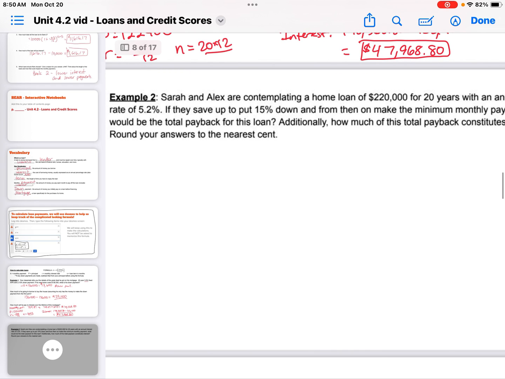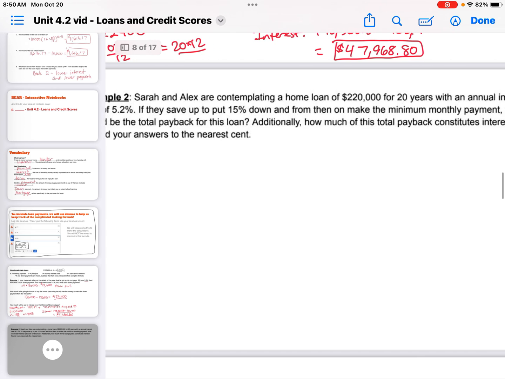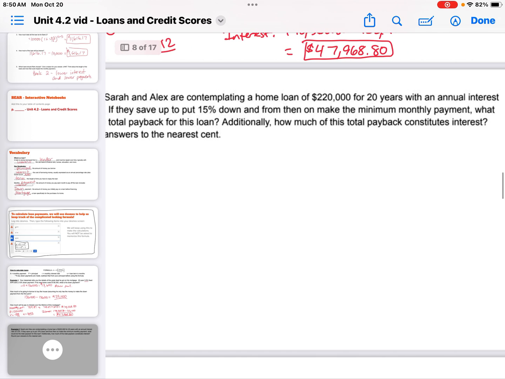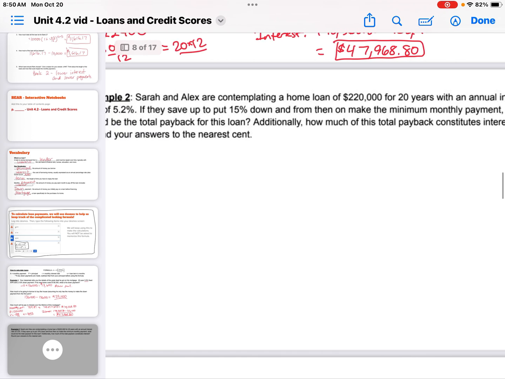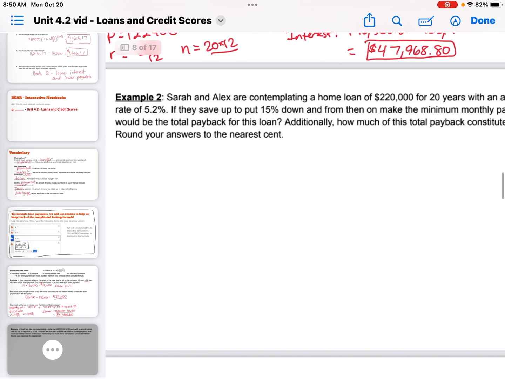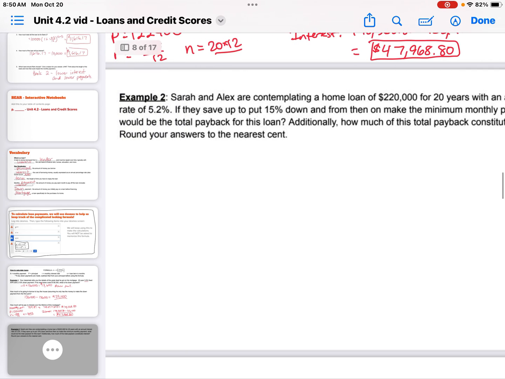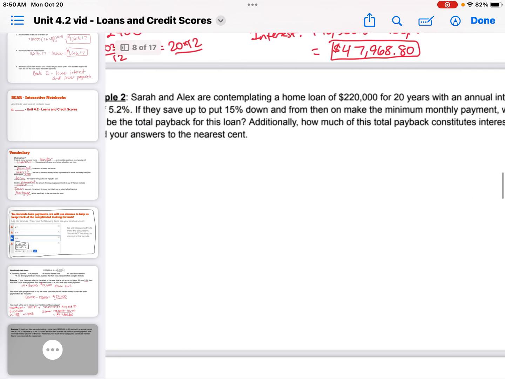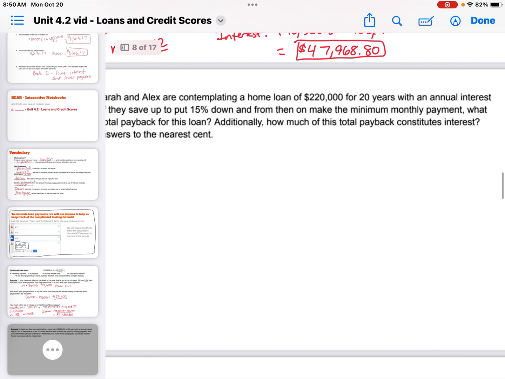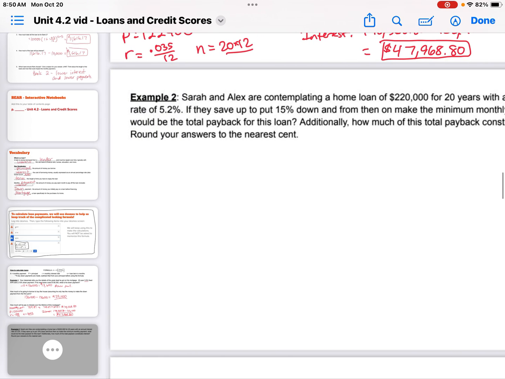All right, let's look at this next one. It says Sarah and Alex are contemplating a home loan for $220,000 for 20 years, annual interest rate of 5.2%. They save up to put 15% down and from then only make the monthly payment. What would the total payback for this loan be? How much of this total payback constitutes interest?